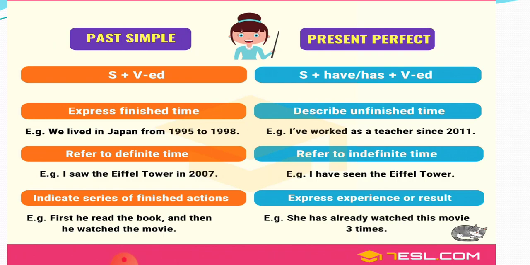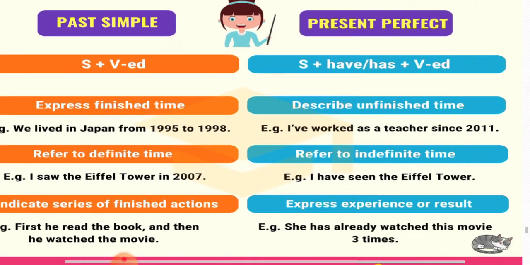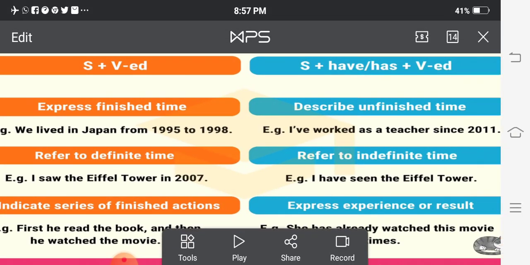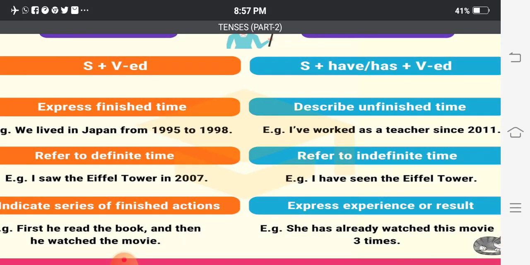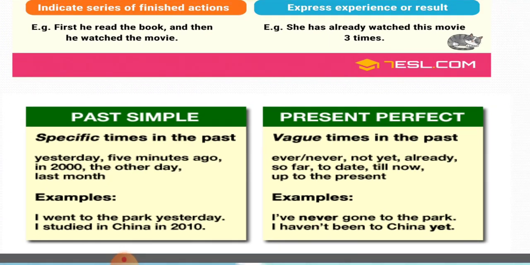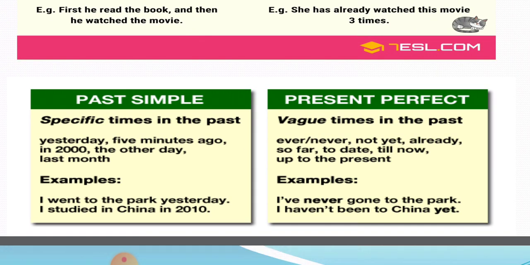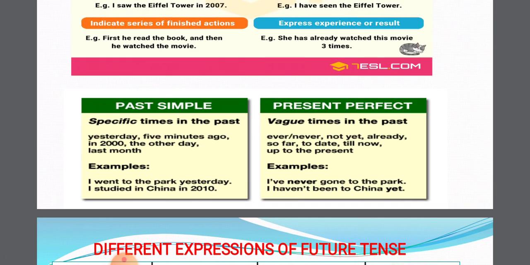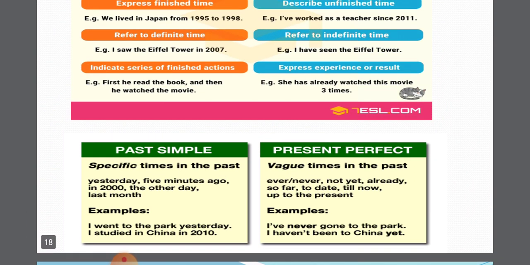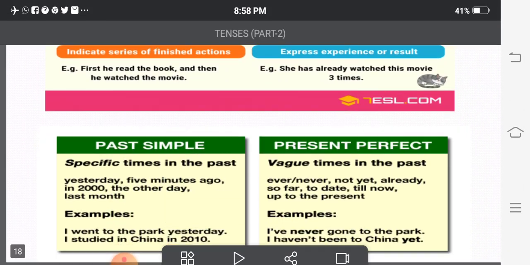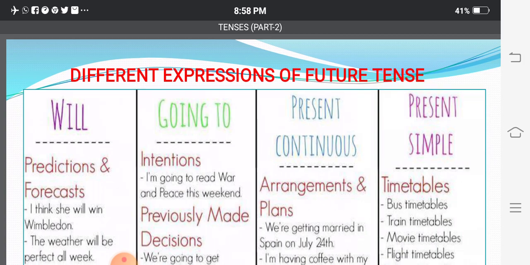And here, present perfect expresses experience or result. She has always watched this movie. She has already watched this movie 3 times. Here also you'll see the repetition of this action. This was the lesson on simple past and present perfect. Now I will do one more thing.